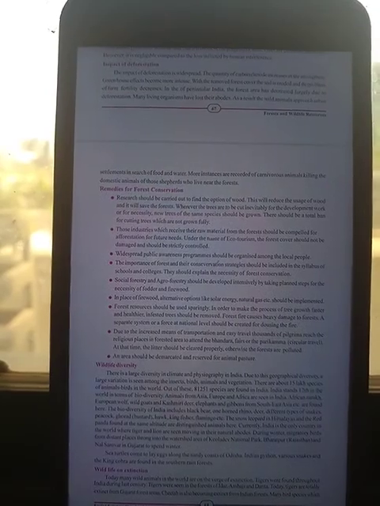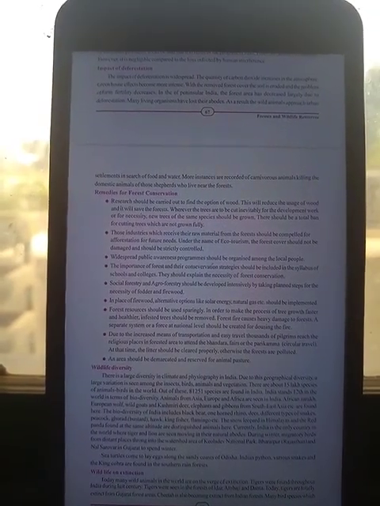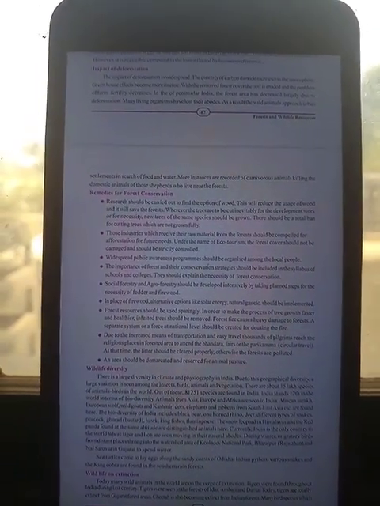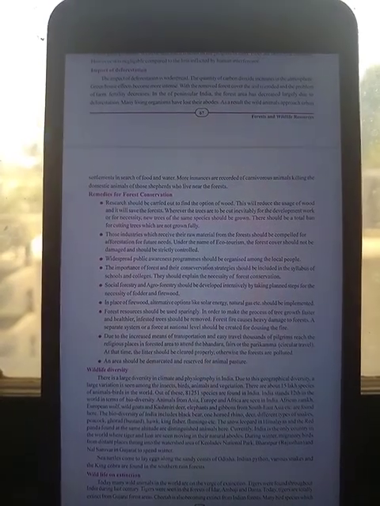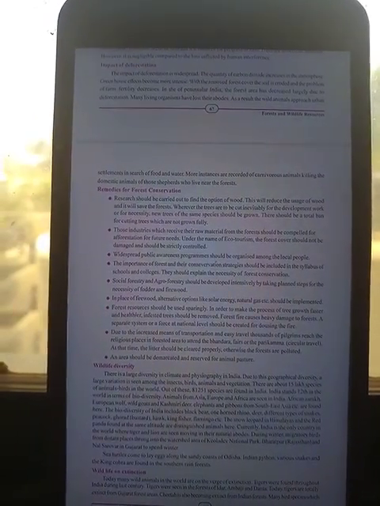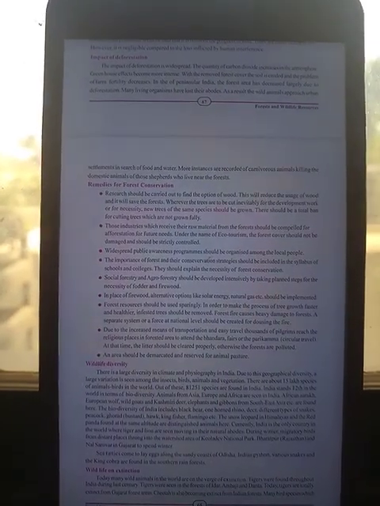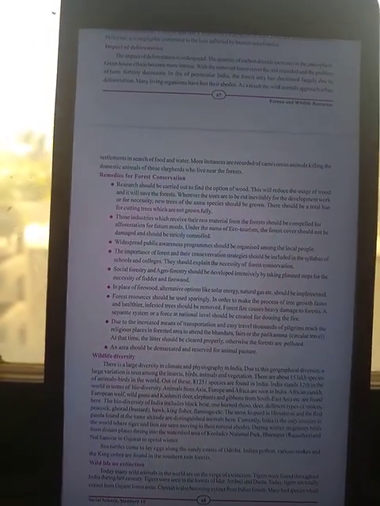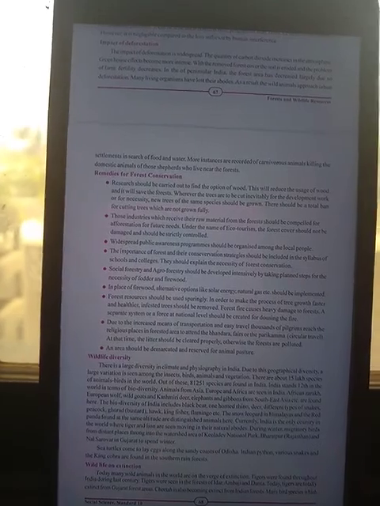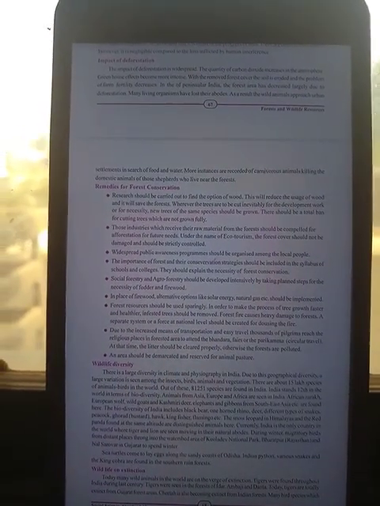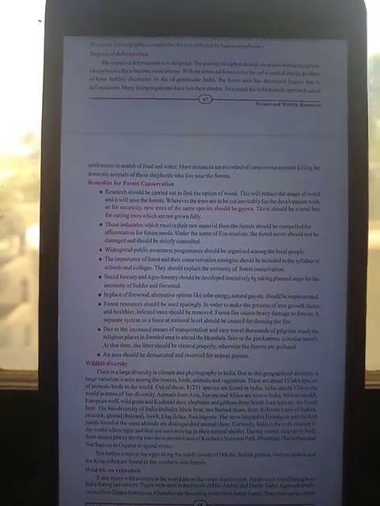Then in place of firewood, alternative options like solar energy, natural gas, etc. should be implemented. Means instead of firewood, we have to arrange solar energy or natural gas, etc.